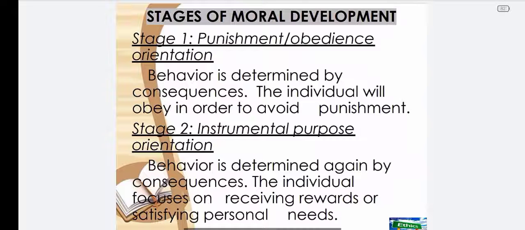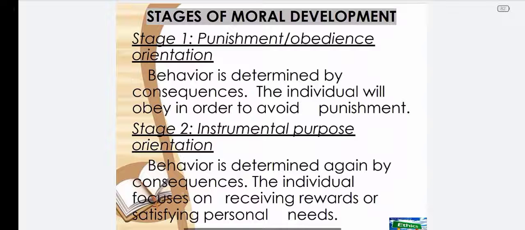Stage 1, punishment and obedience orientation. Behavior is determined by consequences. The individual will obey in order to avoid punishment. An example of this is when a child does an action not because of his own decision about it but just to avoid the punishment for not doing it.